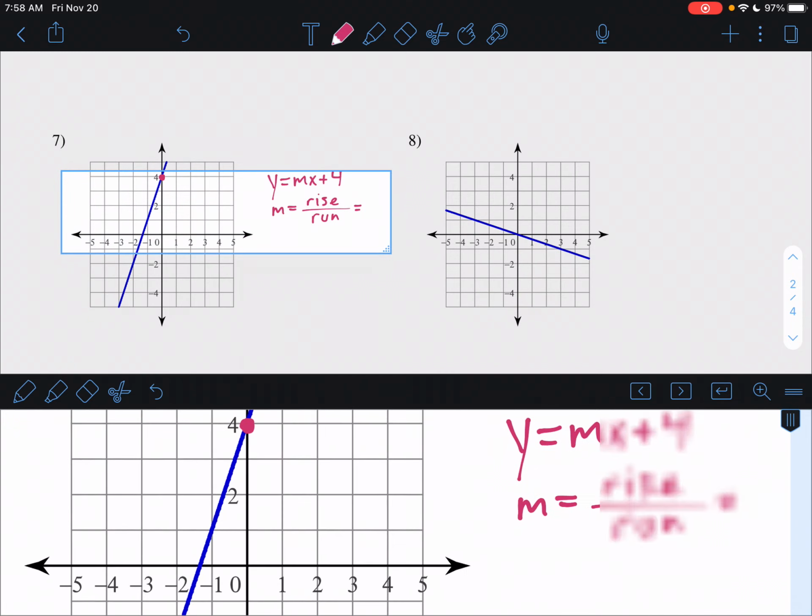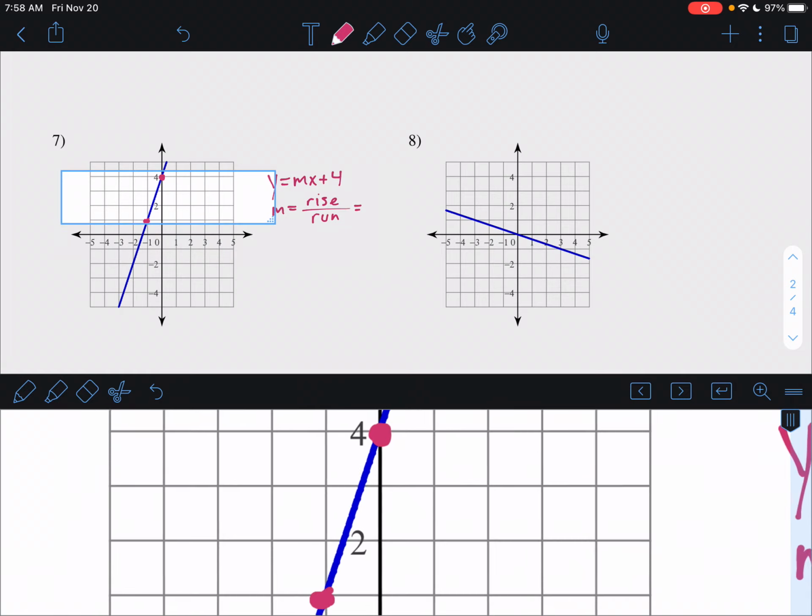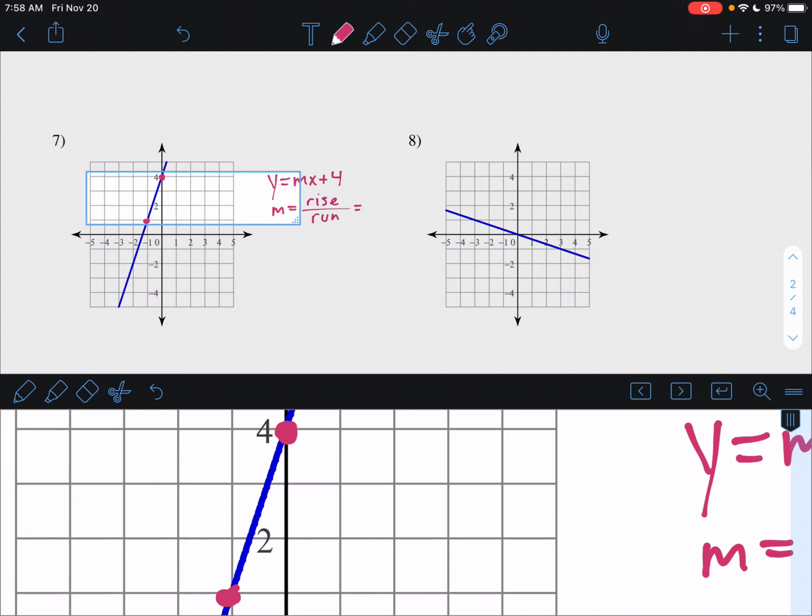So I'm going to pick a point that I know is on this line. So I think that one works. What is that, -1, 1? So to get from my y-intercept to that point, I'm going to be doing my rise over my run. So my rise here is 1, 2, 3, but I went down to get to that point. So if I go down, my rise is negative. So I had a rise of -3.